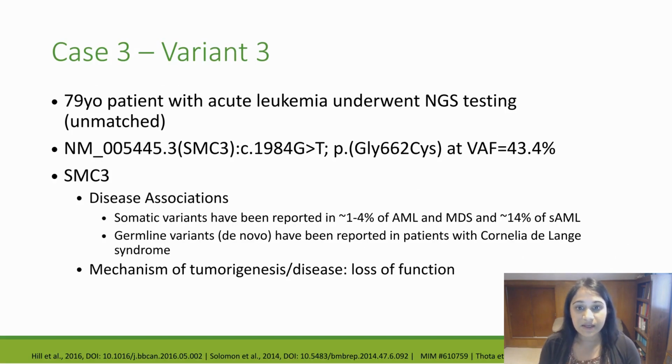The last variant we'll discuss was identified in a 79-year-old patient with acute leukemia. In this patient sample, the G662C missense variant was detected in SMC3. The SMC3 gene encodes a component of the cohesin complex, which has roles in hematopoietic stem cell differentiation, maintenance of chromatin structure and gene expression, and double-strand DNA break repair. Somatic alterations are found in about 1 to 4% of AML and MDS, where variants result in loss of function. Constitutional de novo loss of function variants are also associated with Cornelia de Lange syndrome.